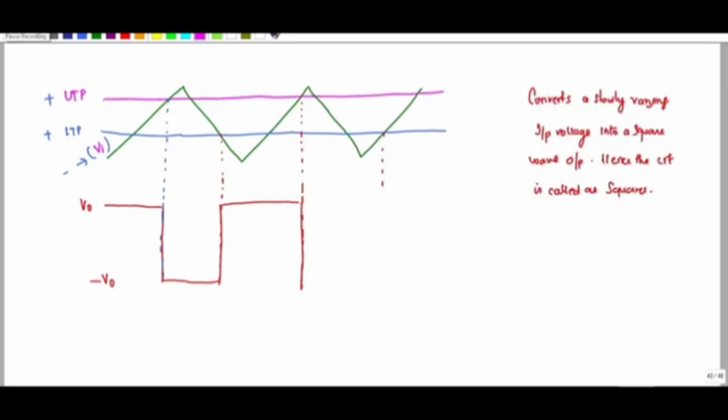This circuit converts a slowly varying input voltage into a square wave output. Hence the circuit is called a square wave generator.